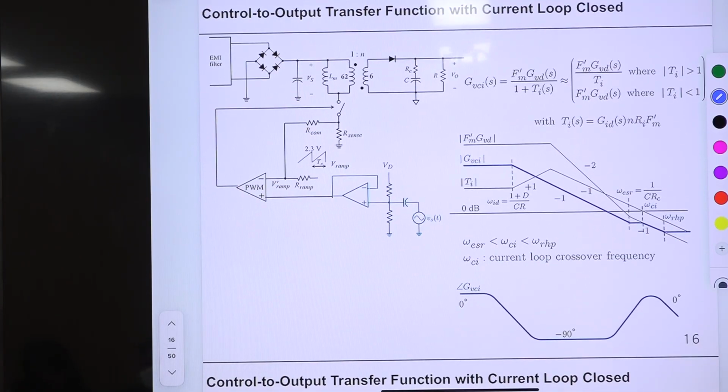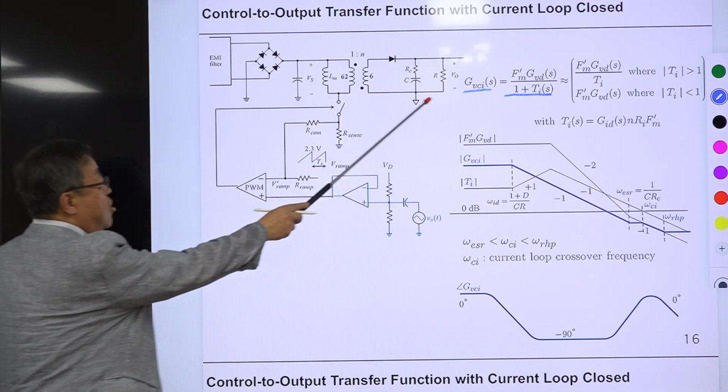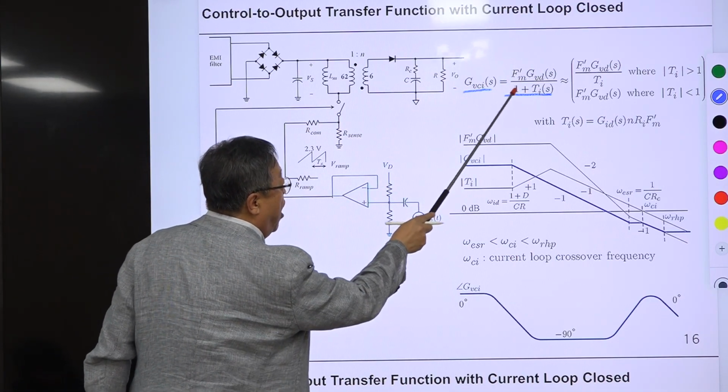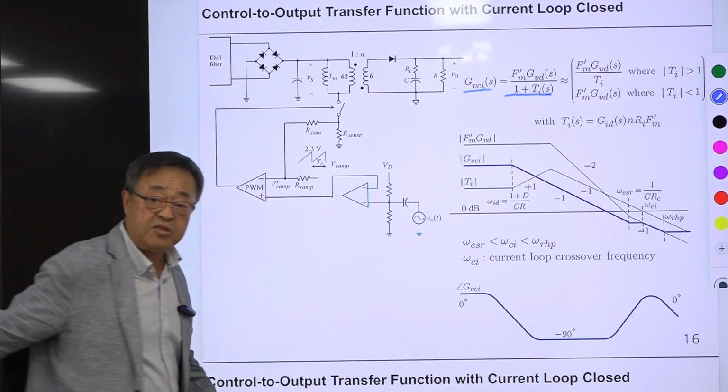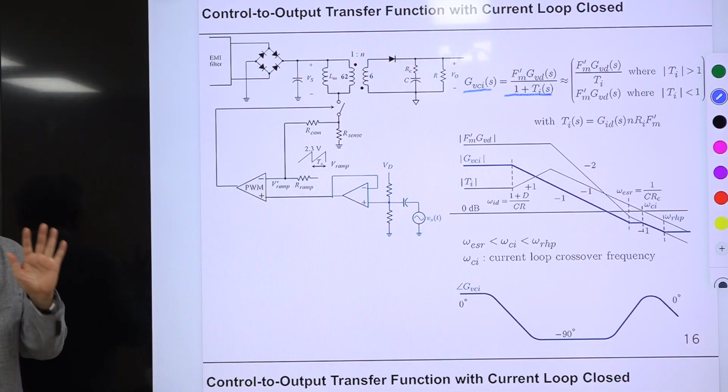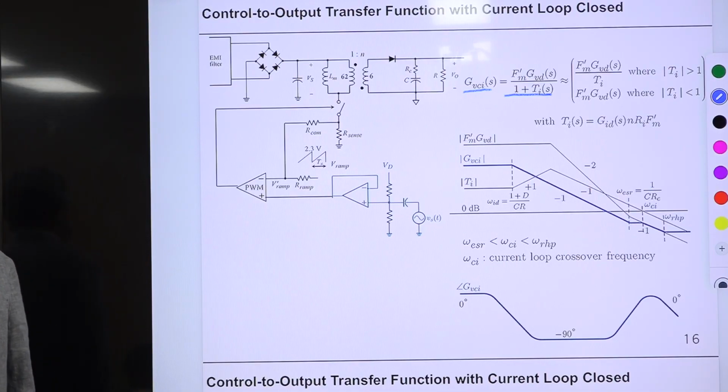Okay. This is the expression of control to output transfer function with current loop closed. So you know this transfer function. You add one and calculate this. That is the brute force approach. Okay, you cannot get anything meaningful. Right. So we use some asymptotic method.